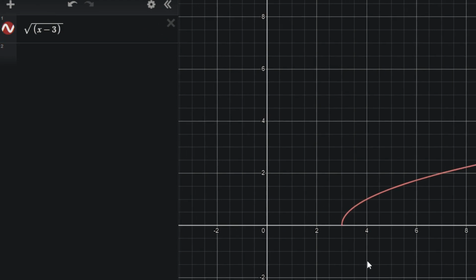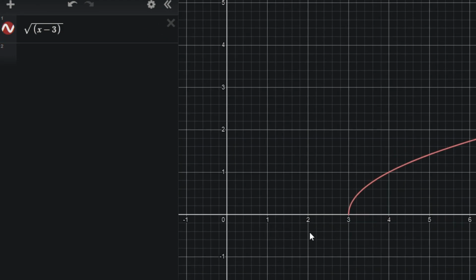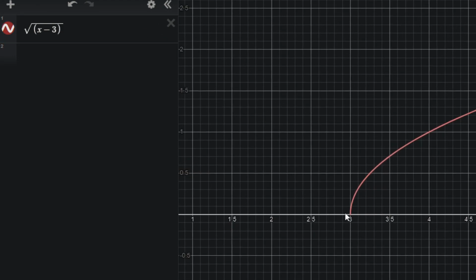Right, so if we look at the square root of x minus 3 here, this function is defined for all x greater than or equal to 3. So remember that a limit only exists at that point if the left and the right limits at that point are equal. So the limit as x approaches 3 from the left equals the limit as x approaches 3 from the right.